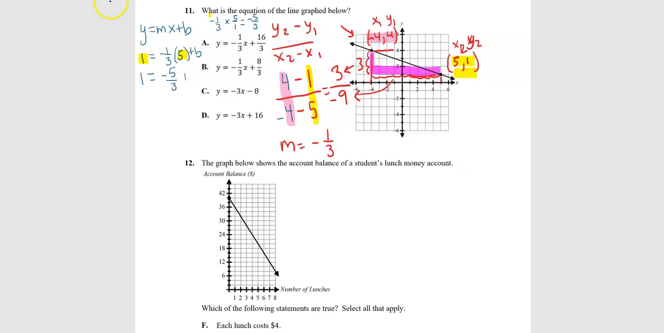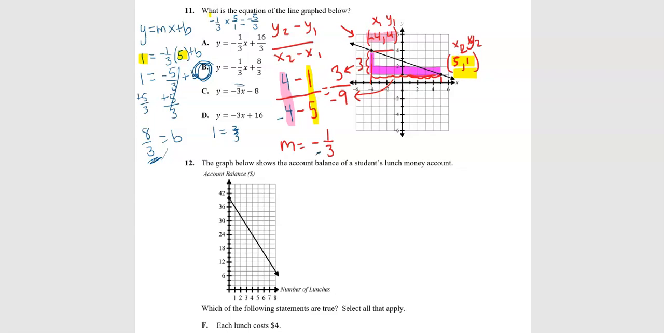So 1 equals -5/3 plus b. Then I'm going to go ahead and add 5/3 to both sides. 1 whole is the same as 3/3. Oopsies, sorry for the glitching. And so 3/3 plus 5/3 is 8/3. That's going to make b 8/3. And that is why the letter B is our answer, because my y-intercept and my slope are the same.